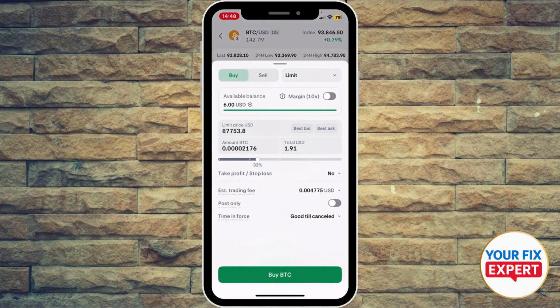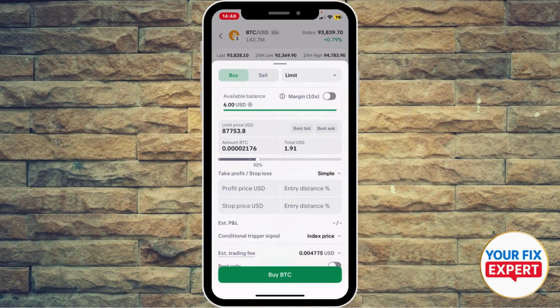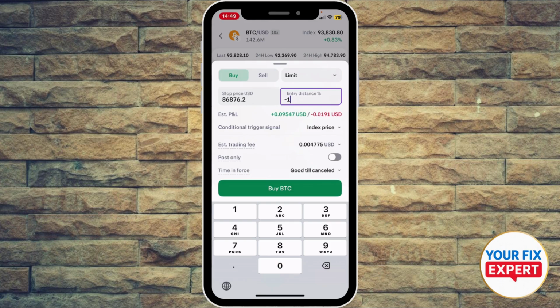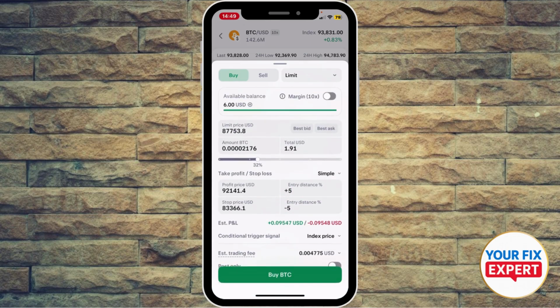And of course, set the TP and SL, because it's very, very important. I'm gonna keep it simple, right? Enter a percentage, which is much better, because you never know the prices of the market. And the stop loss should be less than the take profit. Let's say 5% profit, 5% loss, okay?